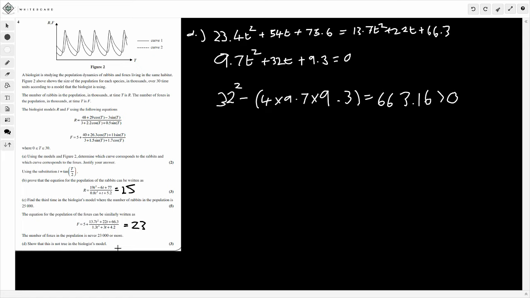The biologist's model is not true. So therefore, I'm going to put a big cross to imply that it's wrong. And that's it. That's the full question done. So I know that was quite a long one, but hopefully it's okay once you've broken it all down.